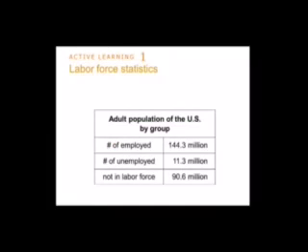Let's say this is the information we have. The number of employed people in the US is 144.3 million. The number of unemployed is 11.3 million. And the number of people not in the labor force is 90.6 million. Not in the labor force includes people who are full-time students who are not working, or who are above the age of 65 and retired, stay-at-home moms, stay-at-home dads. All those people are not considered to be part of the labor force.